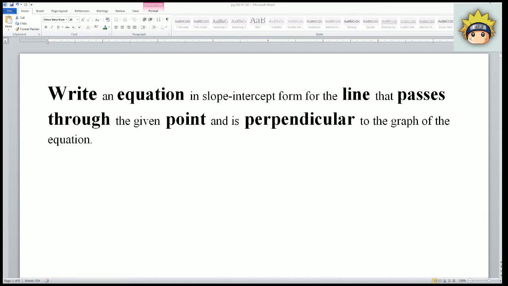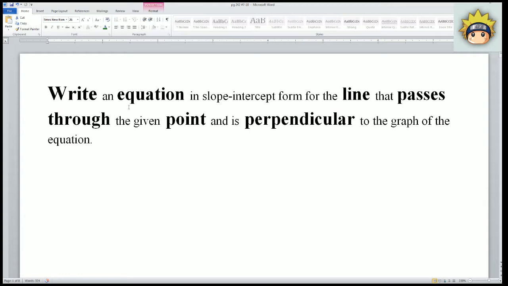This is the homework solution for page 242, numbers 7, 8, 9, and 10. The instructions for 7 through 10 are written right here. It says for us to write an equation in slope-intercept form for the line that passes through the given point and is perpendicular to the graph of the equation.